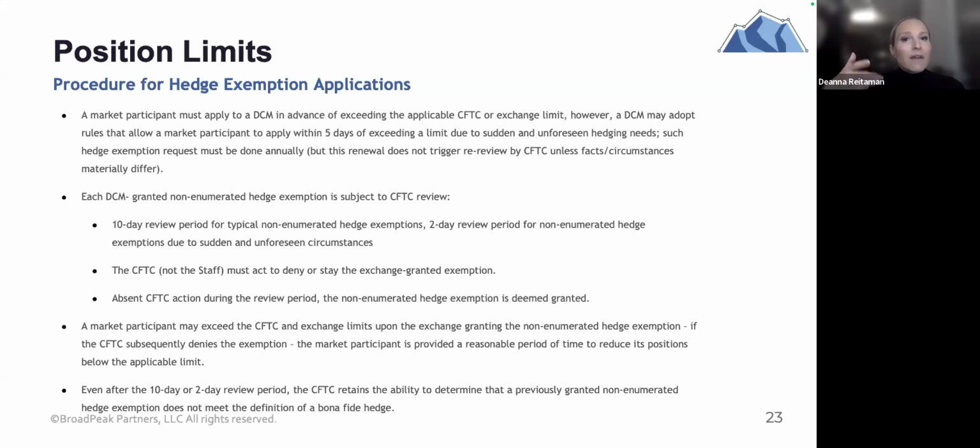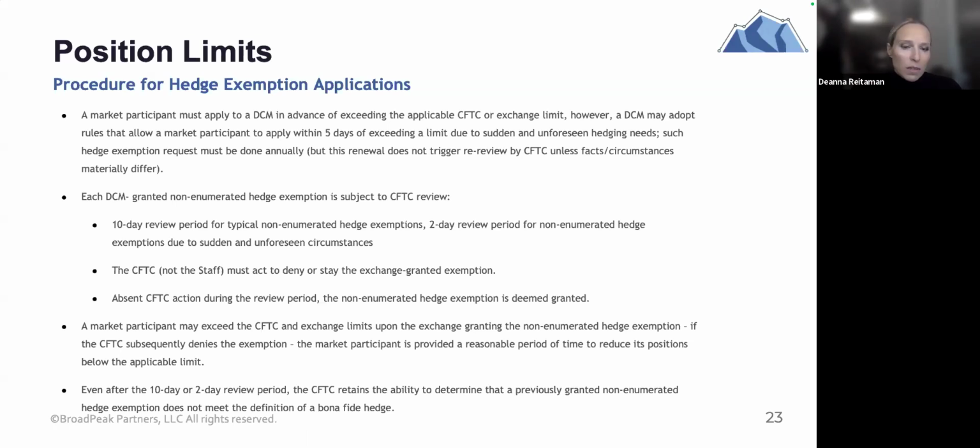And so you also have this 5-day application you can file. You have to know that when you submit these hedge exemptions and they are granted, they're all subject to review by the CFTC. There's a 10-day review period the CFTC usually has, and it's the CFTC and not the staff that can either deny, stay, or bless the exchange-granted exemption, right?